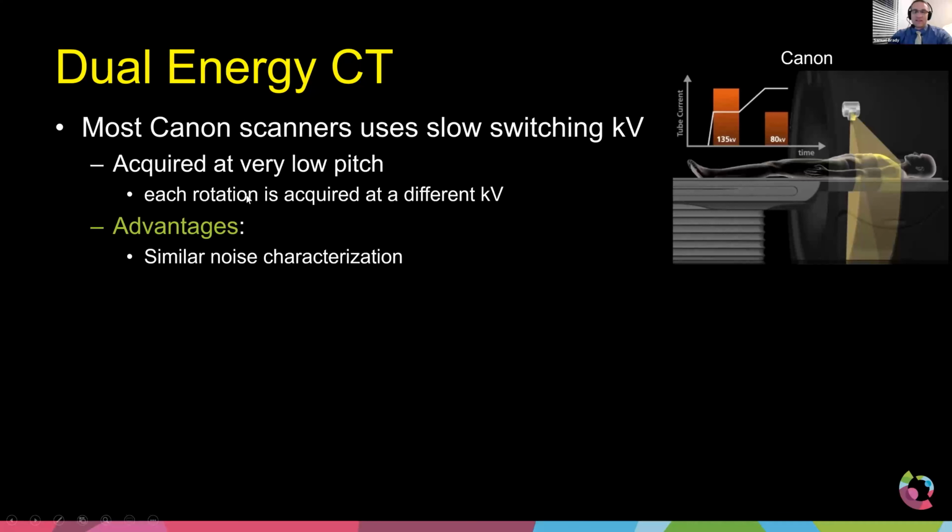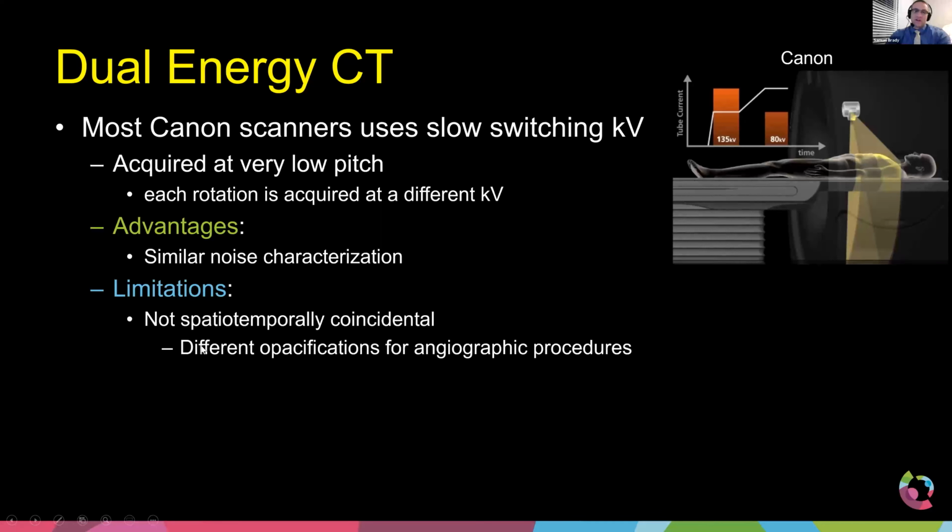The way it does this is actually at a very, very low pitch. So the body is constantly but slowly moving through the gantry, and the system is just spinning. Every time it goes around the body, it changes from low to high to low to high to low to high. And so every tissue type gets imaged twice. Because of this, you get nice noise characterization. The limitation, obviously, is that it takes the amount of time for it to spin all the way around, to switch kV, to spin back all the way around.